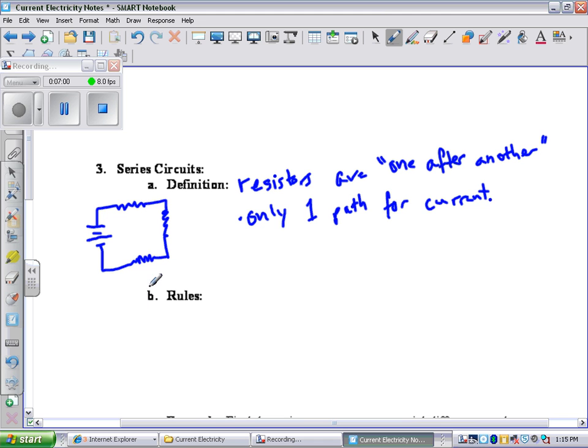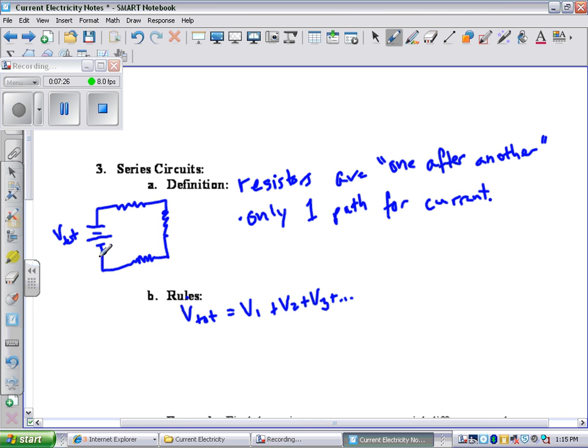Now the rules for a series circuit, if we think of the loop rule, whatever voltage I gain in the battery, I'm going to call that V total. So for the battery, that's going to be V total. V total that is gained in the battery gets lost by the resistors. So that's V1 plus V2 plus V3 plus, and if we have more, we just keep adding them up.